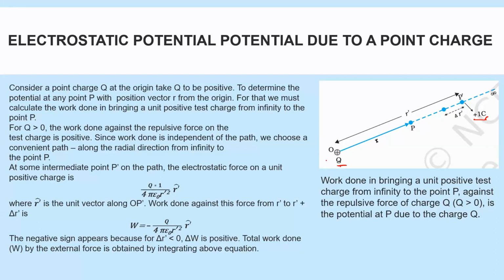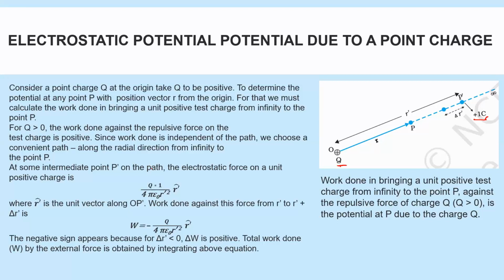So we want to determine the potential at any point P with the position vector R from the origin. For that we are going to calculate the work done in bringing one unit positive charge from infinity to point P. Now for Q more than 0, as I said, the work will be against the repulsive force. Now the work is independent of the path, so we will choose a path along the radial direction from infinity to the point P.